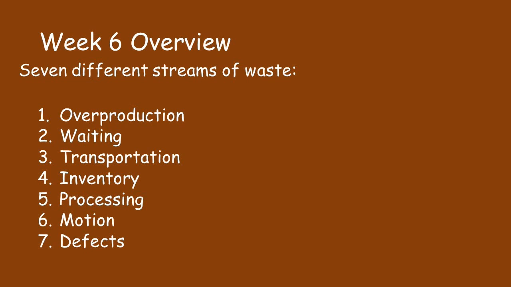Motion happens when people are required to do a lot of walking, bending, lifting, stretching, etc. All those types of things that just sometimes are not necessary to do if the workstation or the area where you're working is organized differently. And then this final area of defects occurs when scrap, or call it non-conforming material, is built.